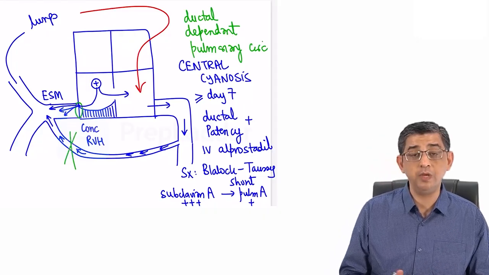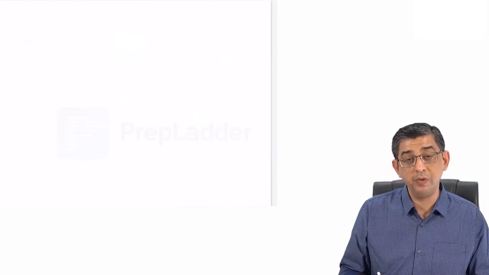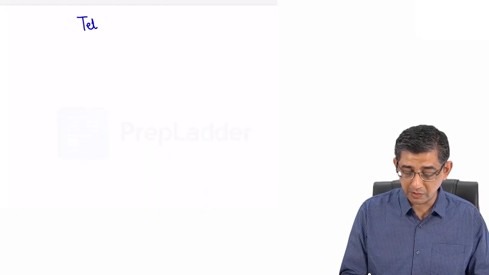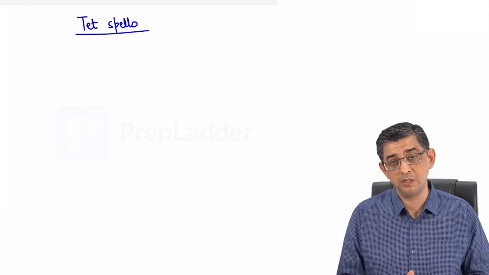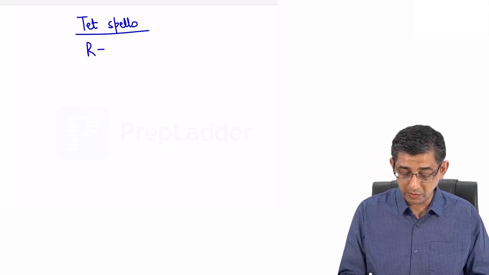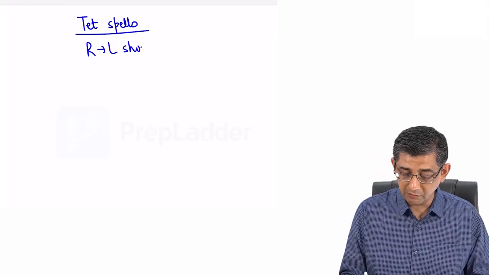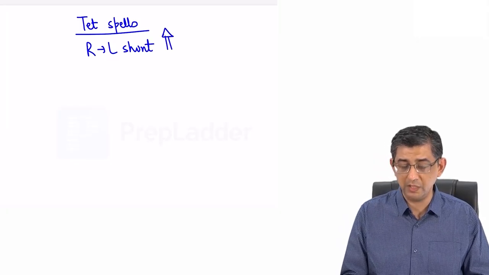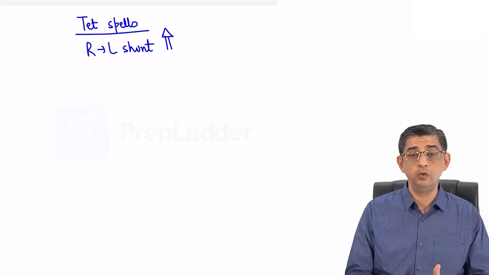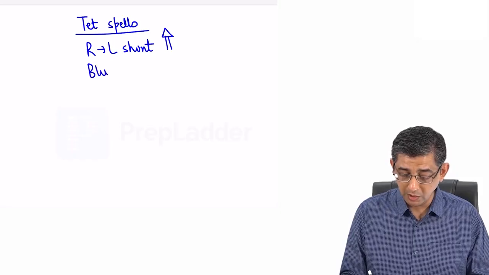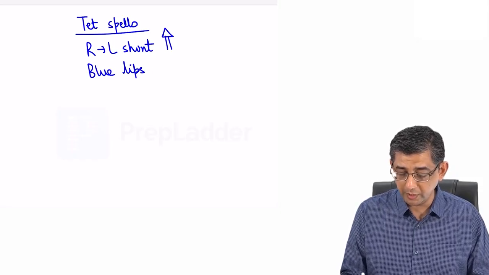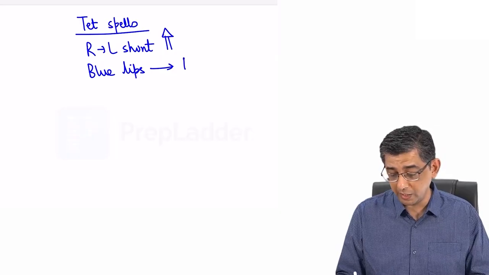Additional features that can be asked for this particular topic, and I'll come back to this diagram in a while, is development of TET spells. Very surprising term. TET spells can also be called hypercyanotic spells. In these hypercyanotic spells, the right to left shunting will increase, and you can very well understand, if more desaturated blood goes into the systemic circulation, the cyanosis of the child will increase so much that the lips of the child, which are already blue, might even look black to you.